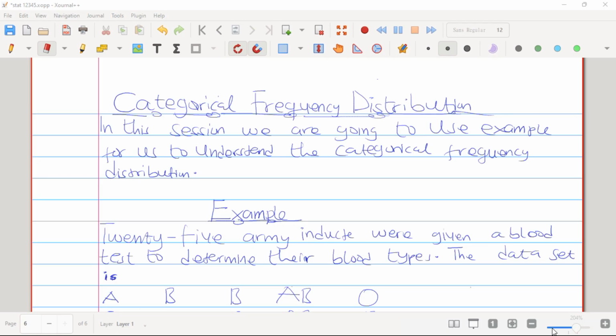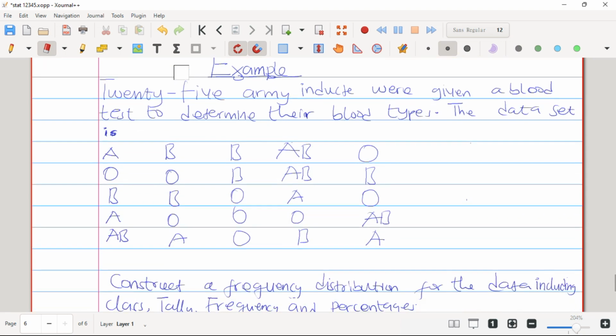So in this section, we are going to use examples for us to really understand what we mean by categorical frequency distribution. For example, we have 25 people given a blood test to determine their blood types. The data set is as we can see below, right? We have blood group A, blood group B, blood group B, blood group AB, blood group O, and as many as you can see here. And the total number of observations is 25, right?